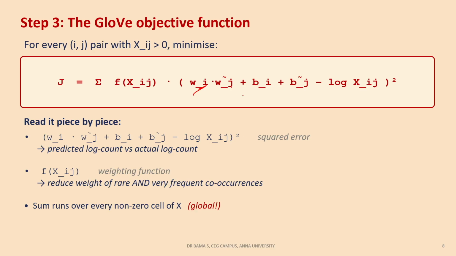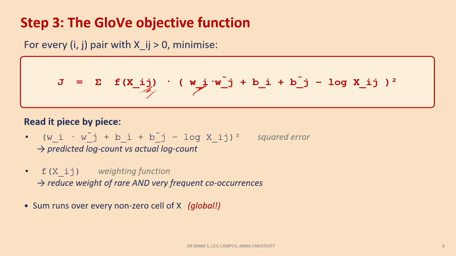So, with wi·wj plus bi plus bj minus log Xij, it is the squared error, the predicted log count versus the actual log count. And f(Xij) is a weighting function, and this is very important because it will rule out frequent terms like "the", which appears with cat, the dog, the mat, all of which can be discarded through this function. Similarly, if we have a number of zeros, this matrix is sparse, so those can also be discounted. We will take only the main signal, that is the essence of this f(Xij) function, and we will show that in a minute.